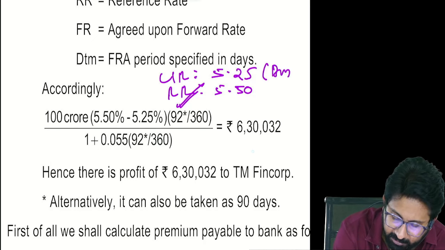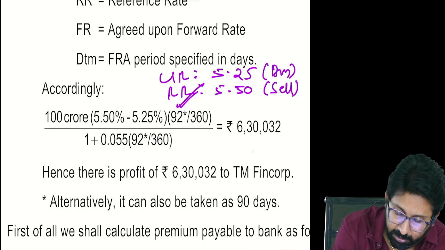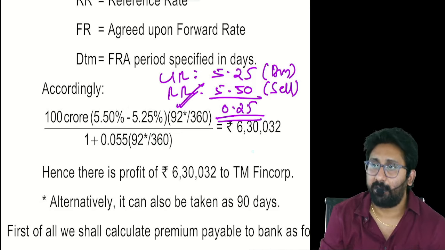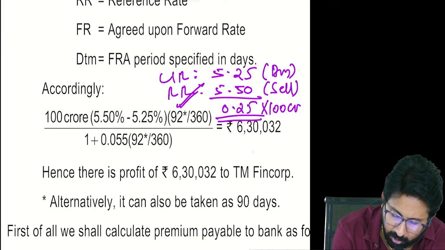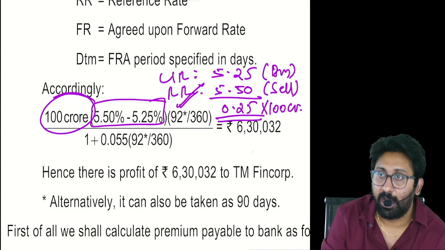We took a buy or sell original. The buyer will really buy and take a counter seller, so we are getting a profit or loss. This profit should be applied on how many crores? That's what they have done here: 5.5 minus 5.25 into 100 crore.